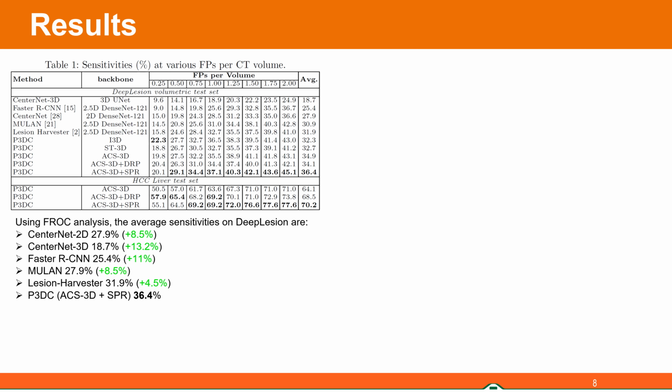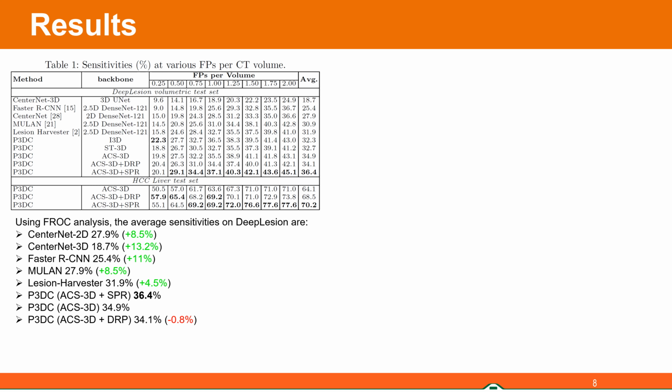Using FROC analysis, pseudo 3D convolution significantly outperforms the previous state-of-the-art Lesion Harvester and Mulan by 4.5% and 8.5% respectively, which validates the effectiveness of pseudo 3D convolution over its 2.5D counterparts. We also observed that adding the original deep representative points actually underperformed the baseline. This, in fact, motivated our development of surface point regression.